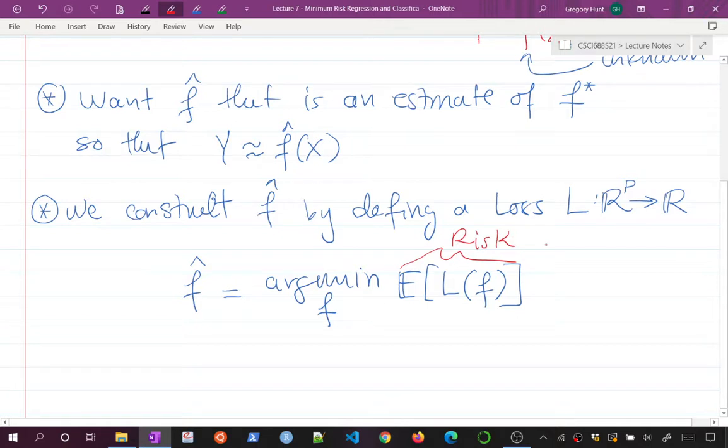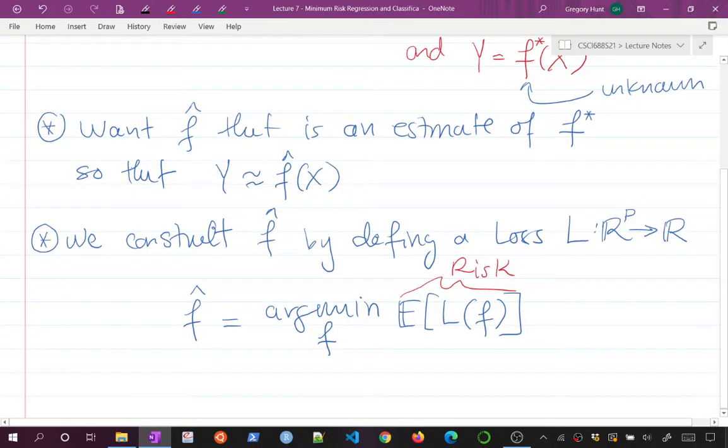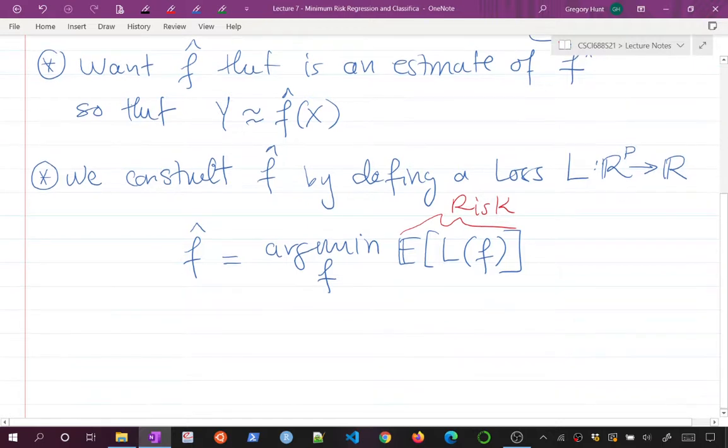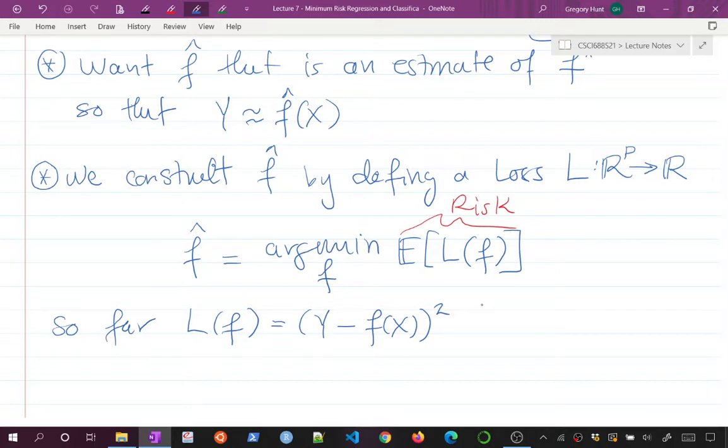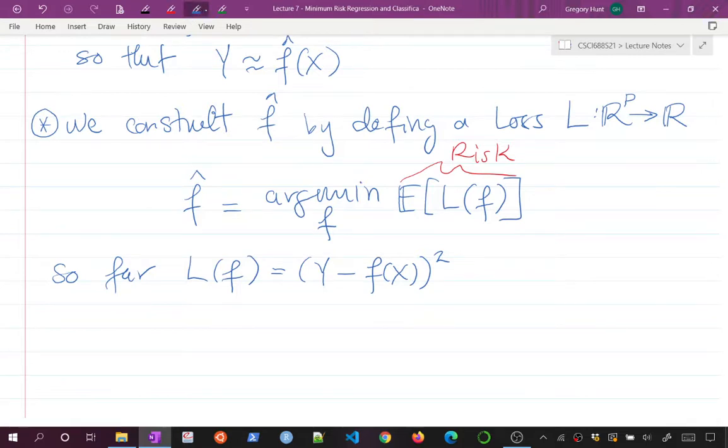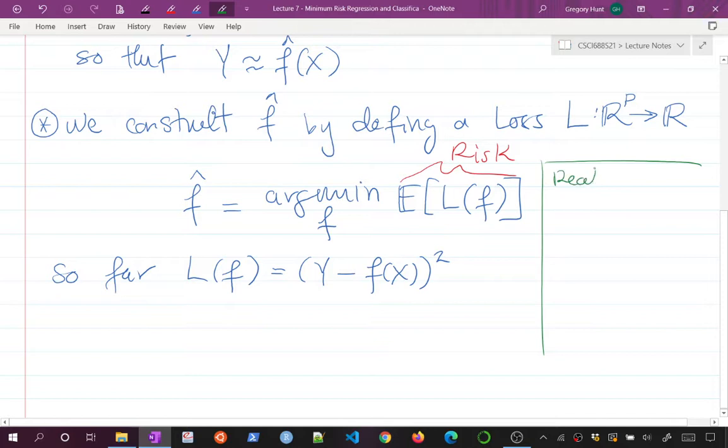So for example, so far we have looked at L of f as the squared loss, which is y minus f of x, squared, right? So this is all kind of review. And in reality, what we do is, we'll just write this as a sidebar. Reality is that we have our training data.